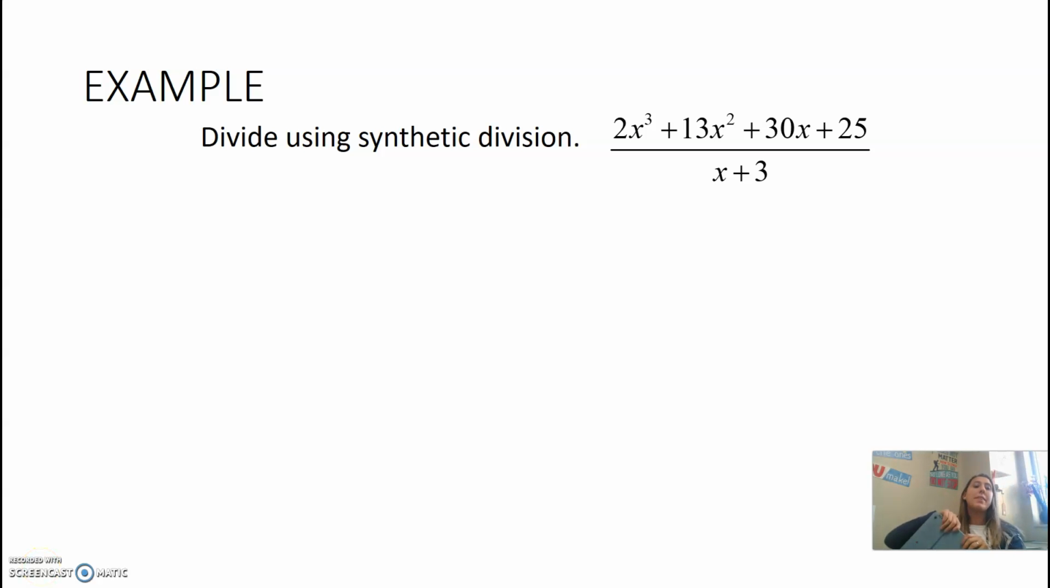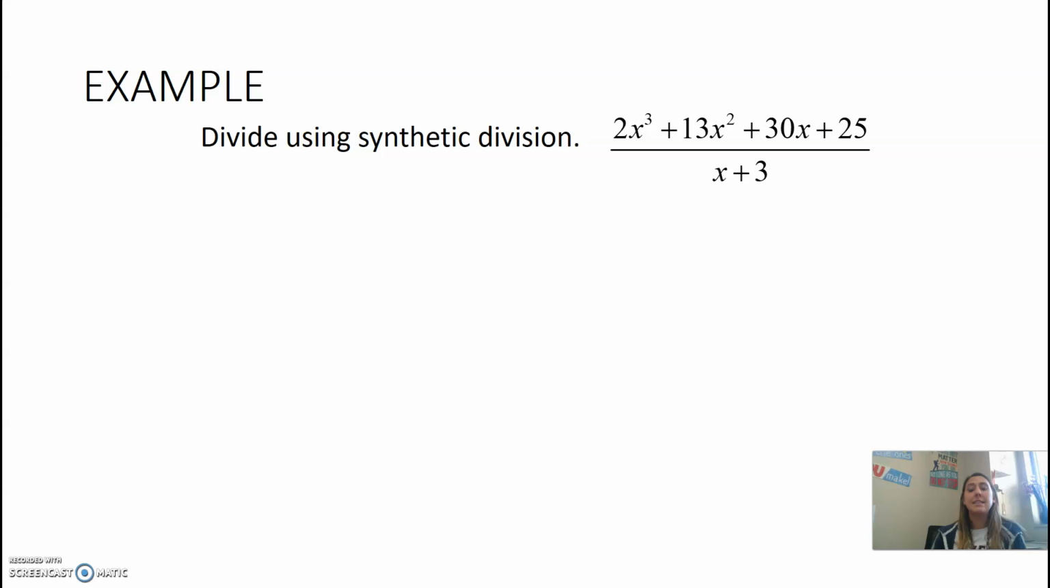About functions. This is what we did on Friday, October 1st. We went over synthetic division again. So again, one of the things that you want to do is make sure that every x is represented in the numerator. So we have an x cubed, we have an x squared, we have x to the first, and then nothing. So we have all of that.